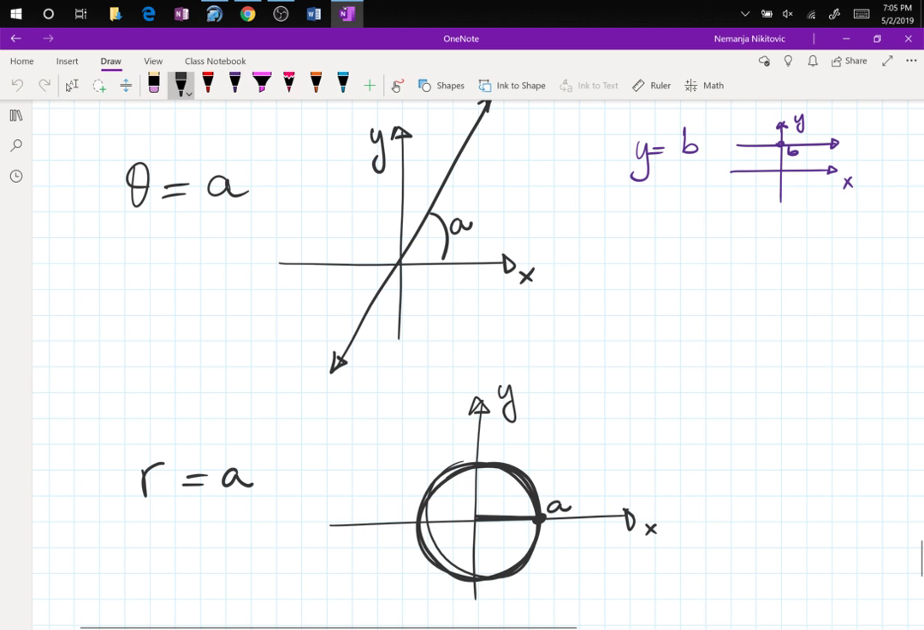So here we get to the most interesting part. Can you realize, guys, that the basic function for polar coordinates is a circle, right?